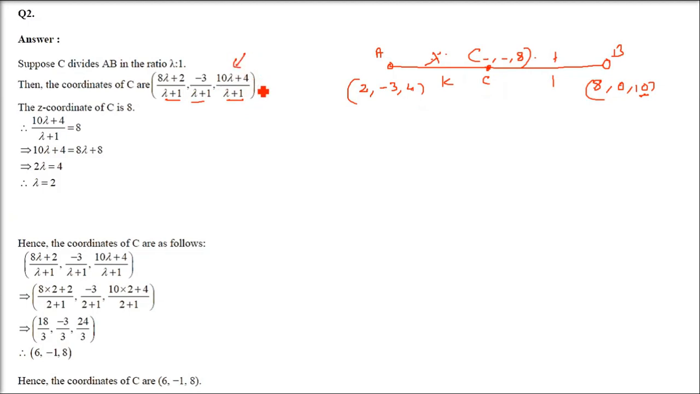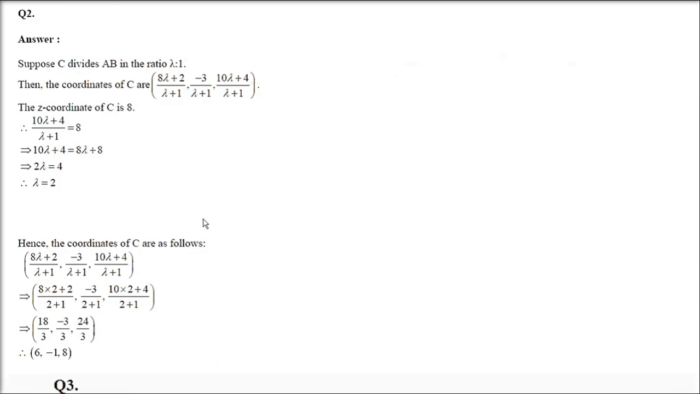So now this point is already 8, so why not equate it? When you equate it, lambda will be 2. Put lambda in all these 3 points and you will get 6, minus 1 and 8.